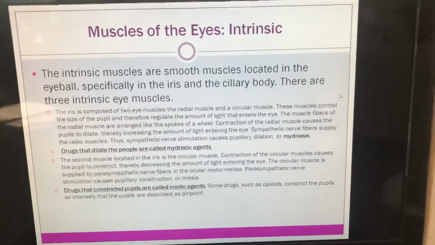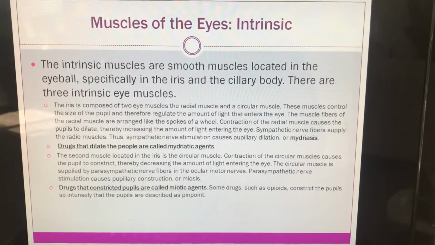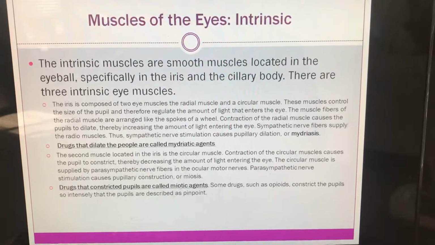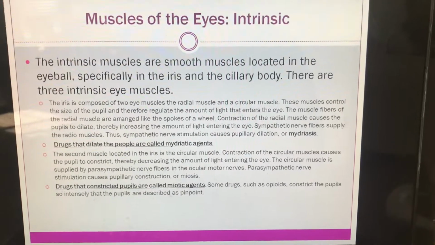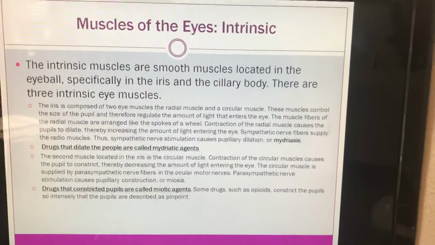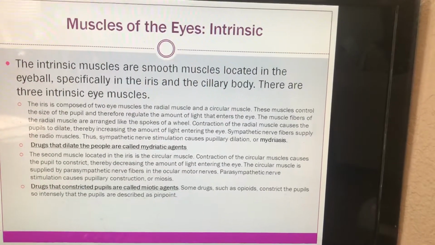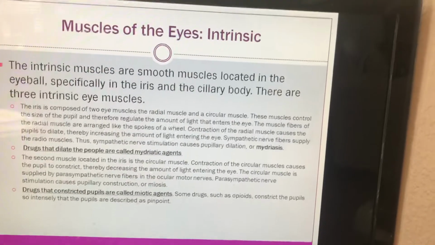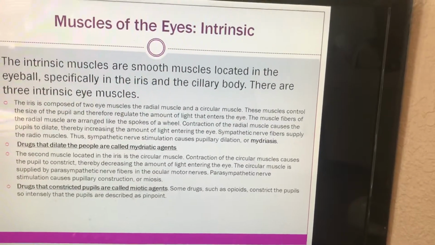Muscles of the eye, the intrinsic. So the intrinsic muscles are smooth muscles. They're located in the eyeball, specifically in the iris and the ciliary body. And there are 3 intrinsic eye muscles. So the iris is composed of 2 eye muscles, the radial muscle and circular muscle. And these muscles control the size of the pupil and therefore regulate the amount of light that enters the eye.